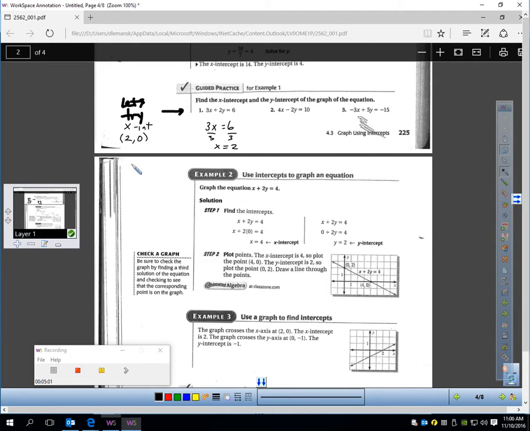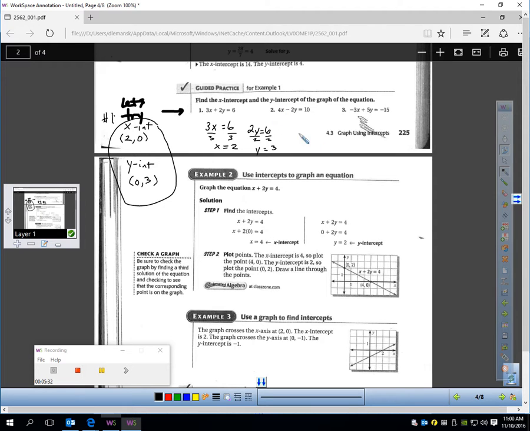Let's get the y-intercept now. We have to plug in a 0 for x. So to do that, I'll put a 0 here. 3 times 0 is nothing, so I'd have 2y equals 6. I can divide by 2. y would equal 3. There is my x-intercept and y-intercept for problem number 1. Okay? Let's go to problem number 2.